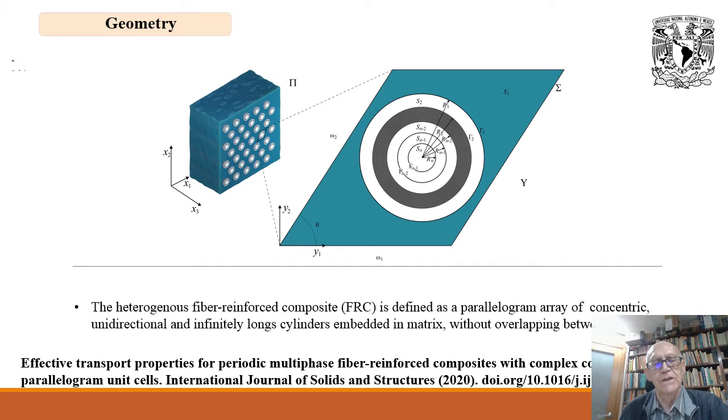This slide shows the geometry. On the left, you can see a cross-section of the composite showing the cylinders in a horizontal position. On the right-hand side, you can see an enlargement of the unit cell, which in this case is a parallelogram of angle theta. The matrix material occupies the external part and is denoted by 1. The other materials will follow the numeration up to the number of faces. Each of the rings is occupied by different materials.